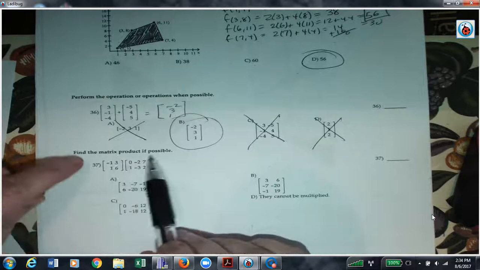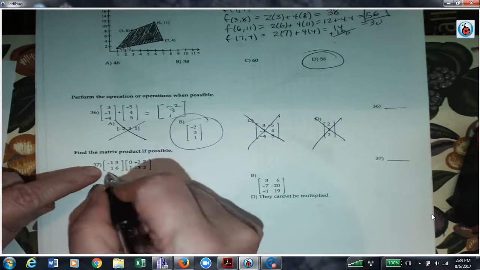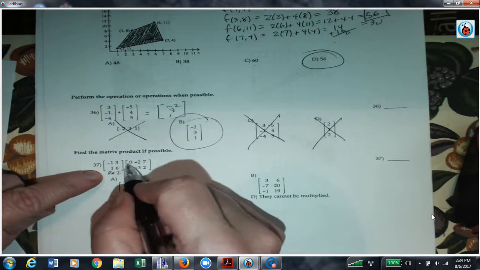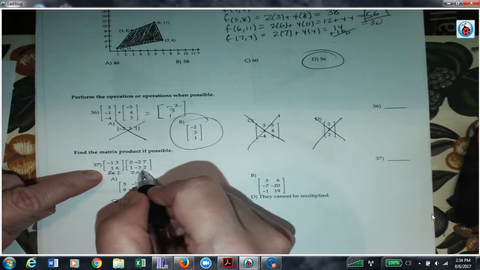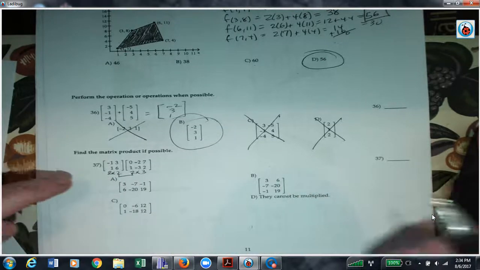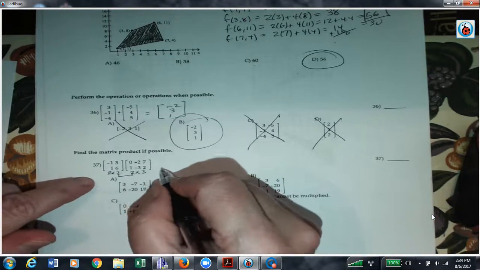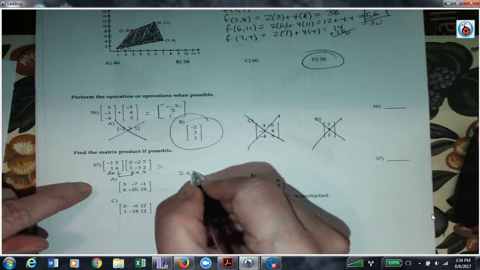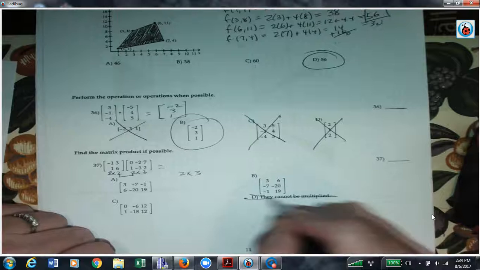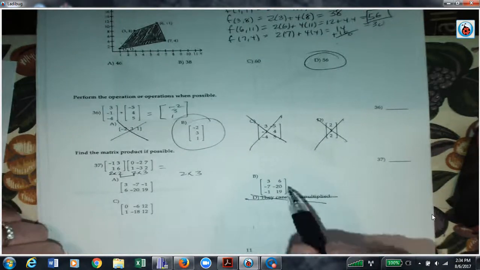Find the matrix product if possible. This is a 2 by 2. This is 2 rows and 3 columns. So the inside numbers are the same, so it will work, and we get a 2 by 3. So 2 rows and 3 columns. So it will work. So I can eliminate that one.